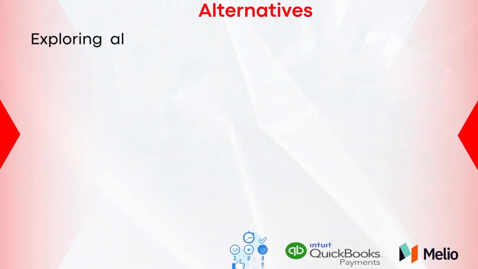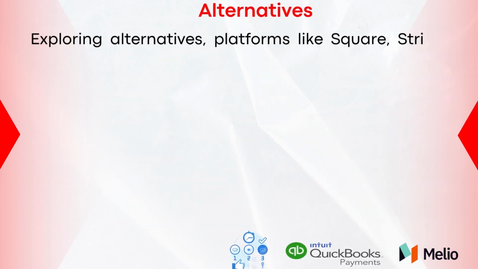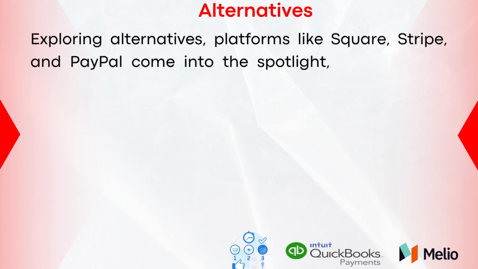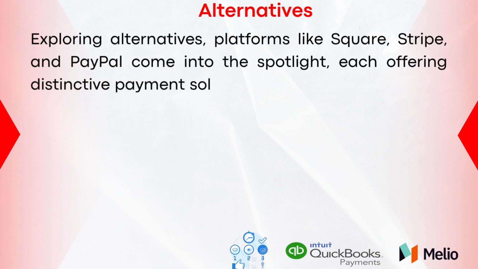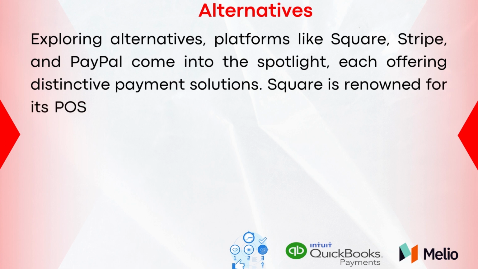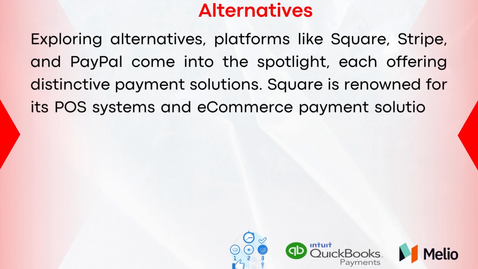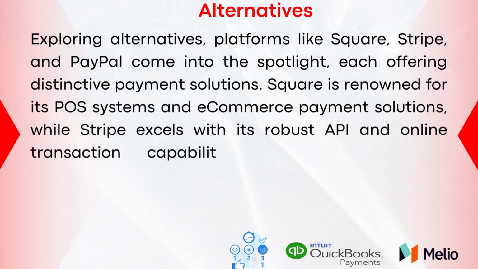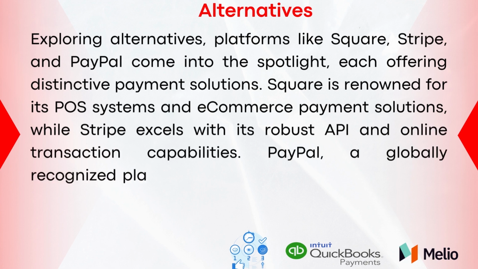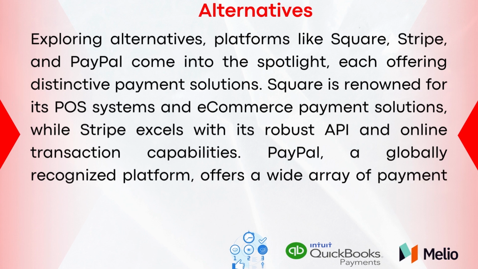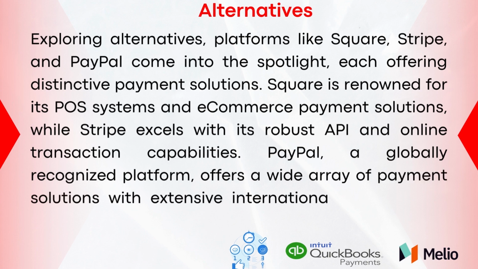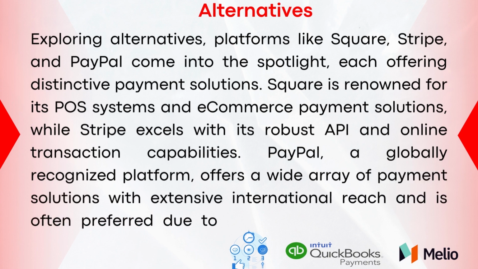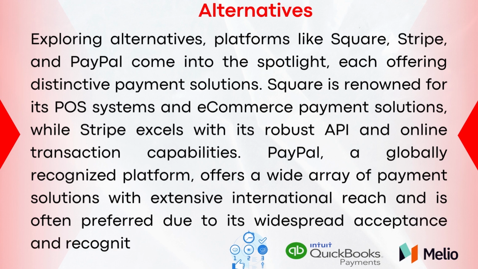Alternatives. Exploring alternatives. Platforms like Square, Stripe, and PayPal come into the spotlight, each offering distinctive payment solutions. Square is renowned for its POS systems and e-commerce payment solutions, while Stripe excels with its robust API and online transaction capabilities. PayPal, a globally recognized platform, offers a wide array of payment solutions with extensive international reach and is often preferred due to its widespread acceptance and recognition.